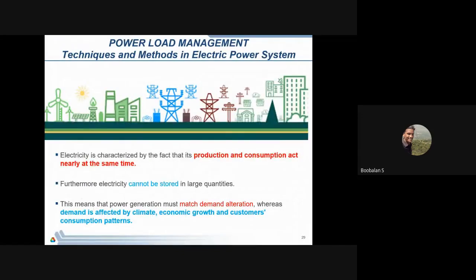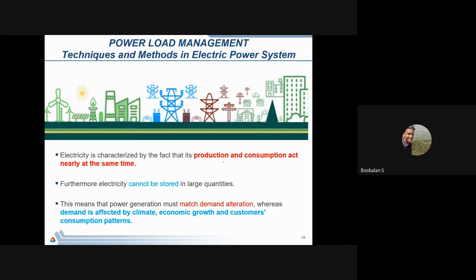Before that, we'll have a quick recall about demand side load management or supply side load management. We have two types of power supply, AC as well as DC. We can store DC power in a battery, but we can't store much energy, so it is very difficult. And with AC, you can produce much energy, but you can't store it in large quantities. It is very difficult.